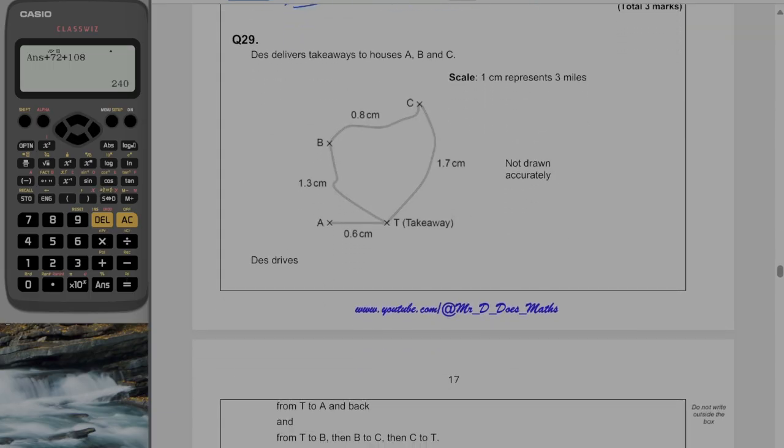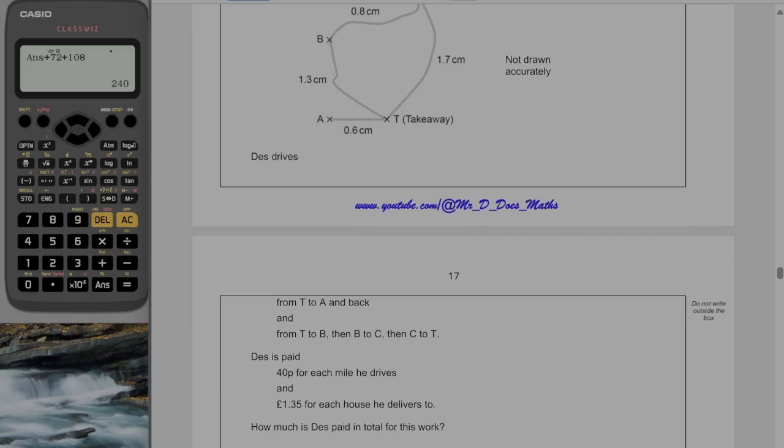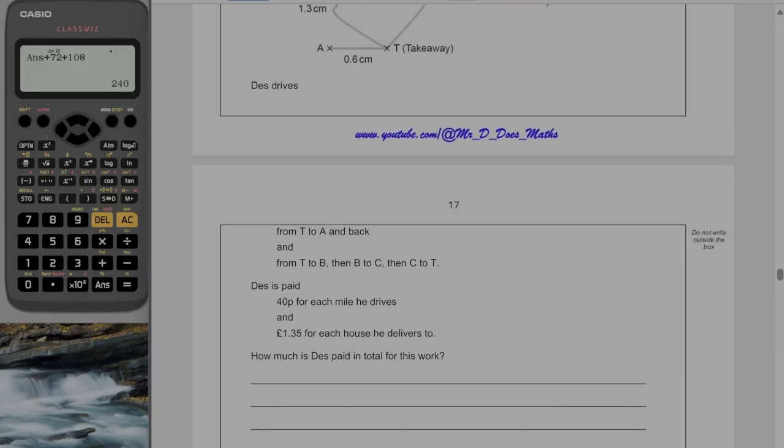Right, question 29. Des delivers takeaways to houses A, B, and C. Scale of 1 centimetre to 3 miles. And then we've got our distances. A, B, C, T is the takeaway. Des drives from T to A and back, and from T to B to C, then C to T. Des is paid 40 pence for each mile he drives and £1.35 for each house he drives to. How much is Des paid in total for this work?